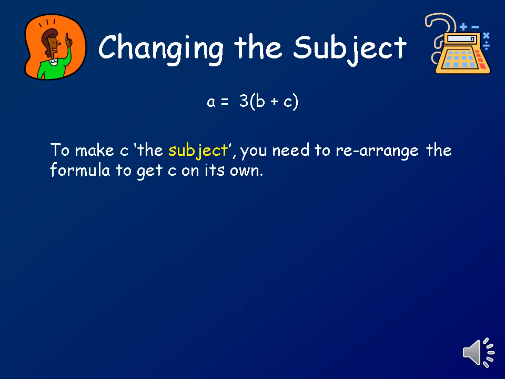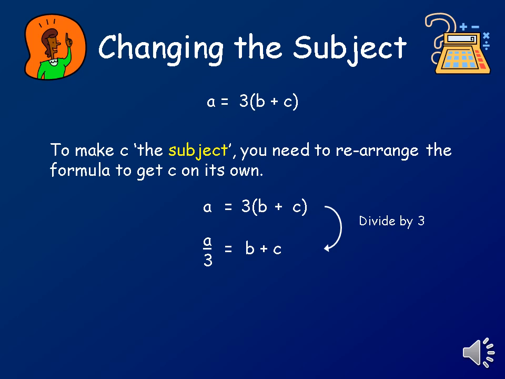Okay, so here we've got a bracket. So there's various ways of doing this. So here we're getting rid of the 3 because it's outside, so we divide by 3. Okay, so dividing that side by 3, and that leaves us b plus c.